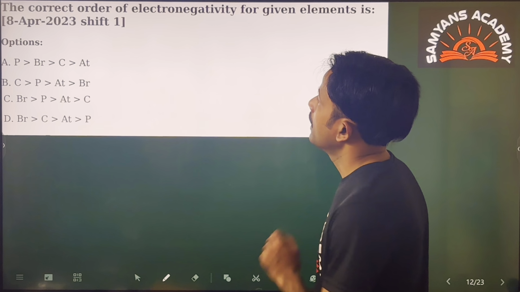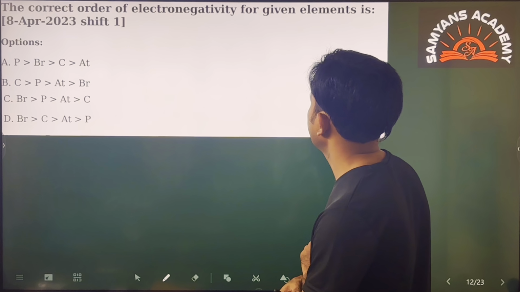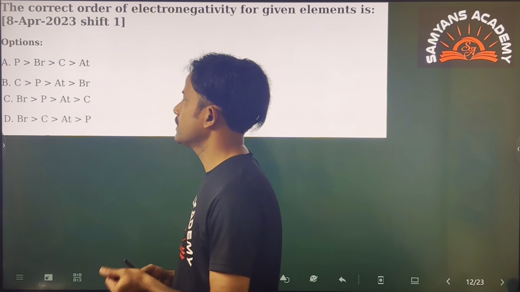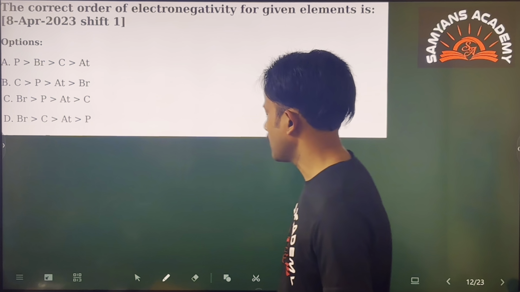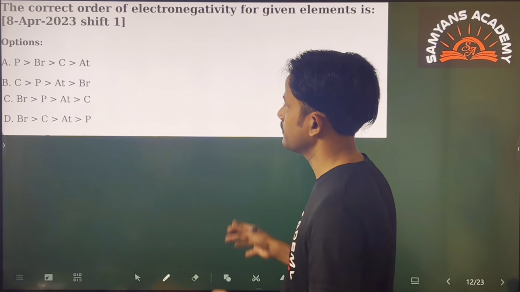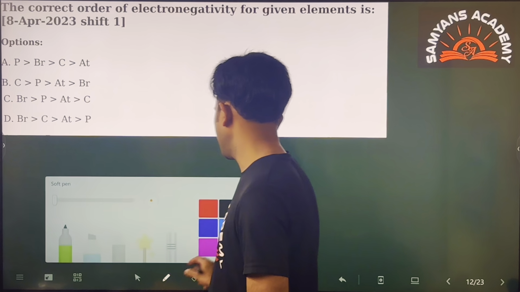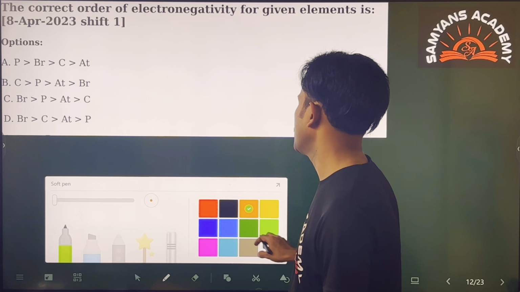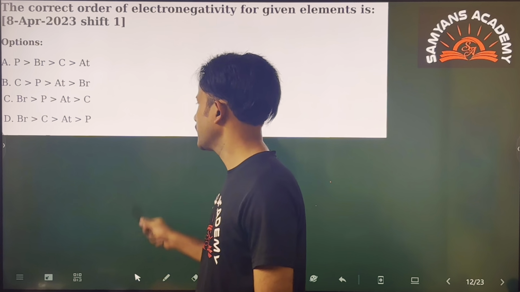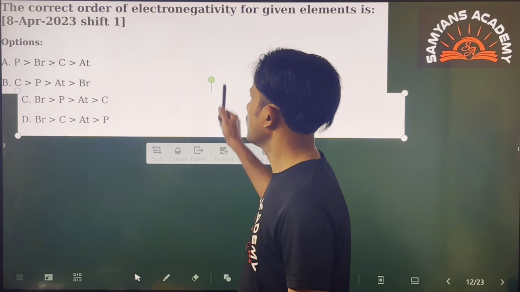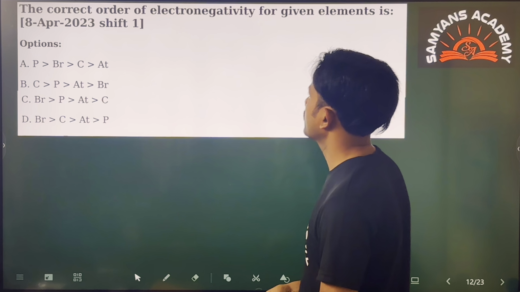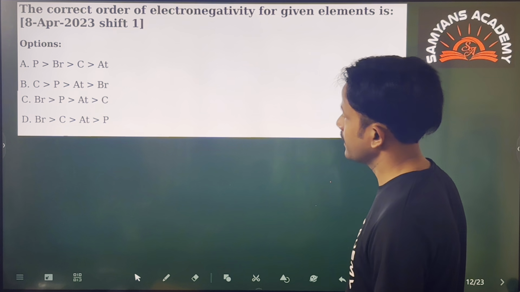Next question. The correct order of electronegativity for the given elements is. Here, the given elements are a mixture from different groups, not just the fourth group. You see what elements are given and arrange them in the correct order, like the periodic table order. The correct order of electronegativity for the given elements is.